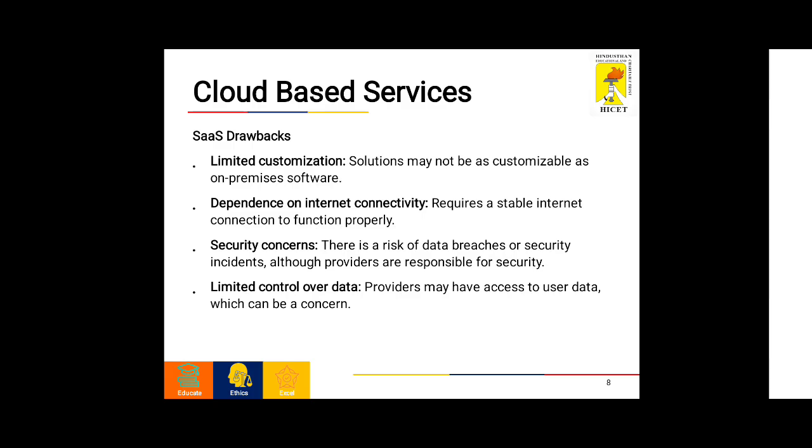And next one is SaaS drawbacks. First one is limited customization. Solutions may not be as customizable as on-premises software. Another one is dependence on internet connectivity. Requires a stable internet connection to function properly. Next one is security concerns. There is a risk of data breaches or security incidents, although providers are responsible for security. And next one is limited control over data. Providers may have access to user data, which can be a concern.